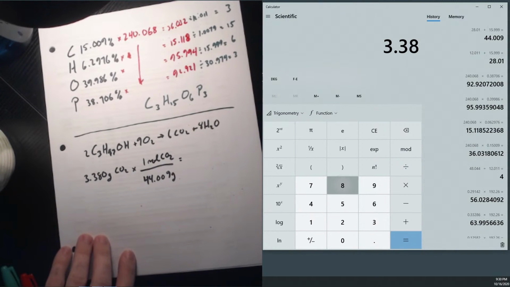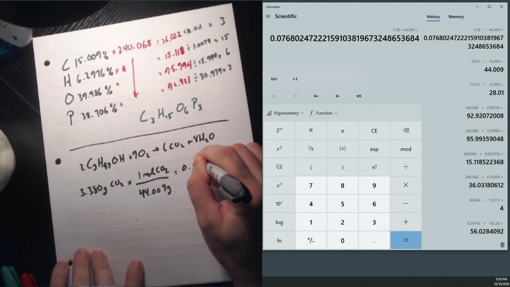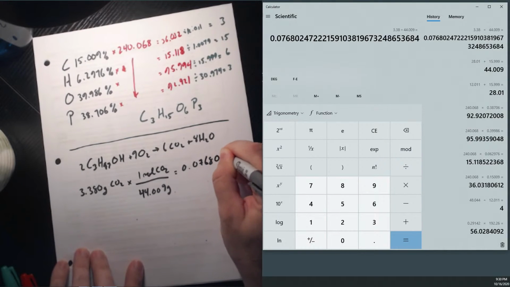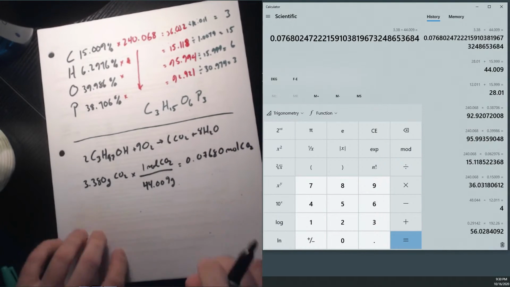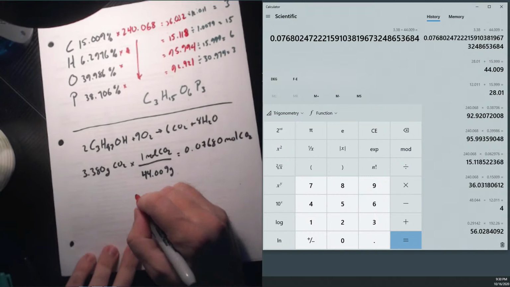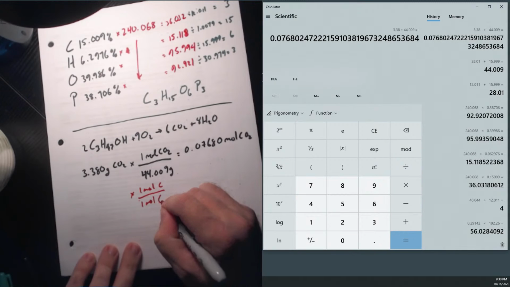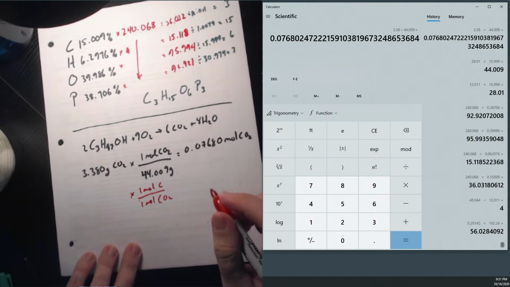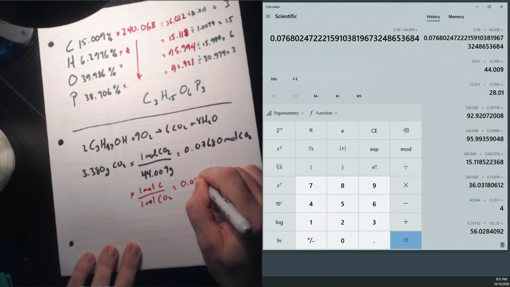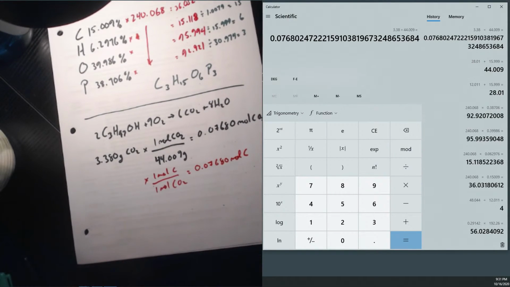So 3.380 divided by 44.009 means we have 0.07680 moles of CO2. But like I said, we don't really care about the CO2 so much as we care about the carbon. So now we convert to moles of carbon, but there's 1 mole of carbon for every 1 mole of CO2, because nice 1-to-1 ratio. So 0.07680 moles of carbon.